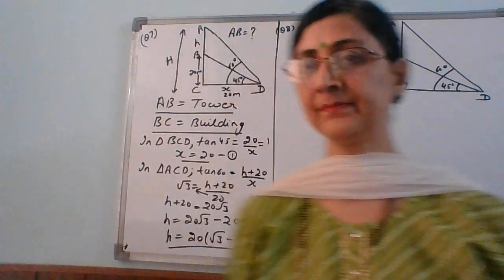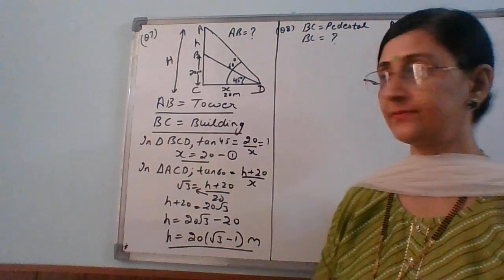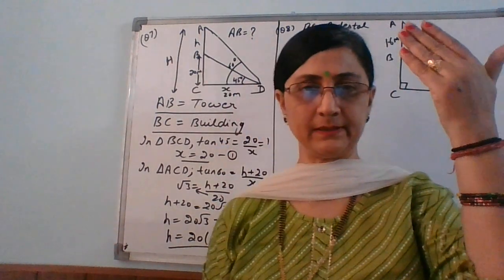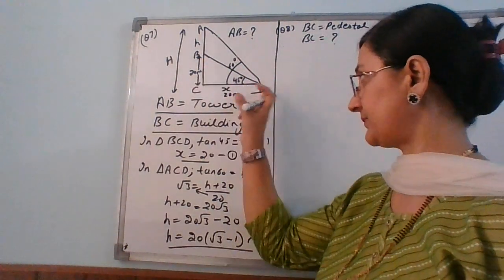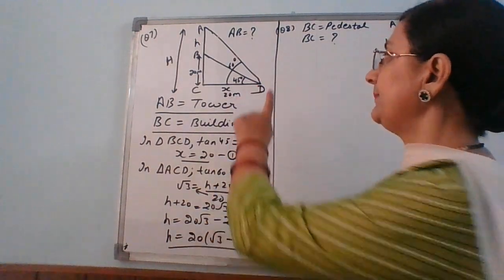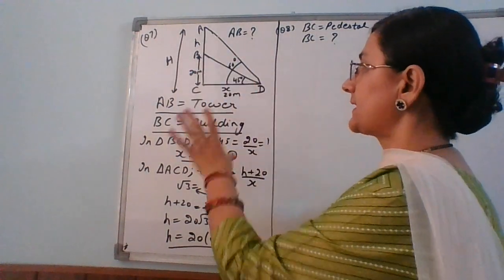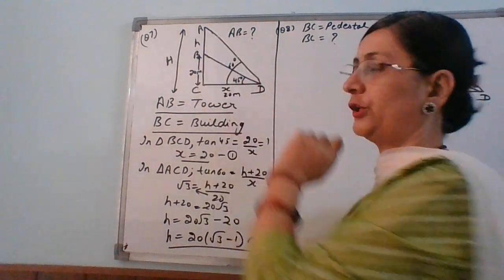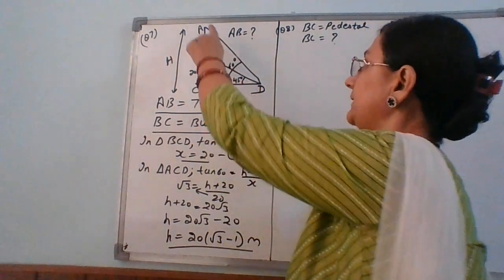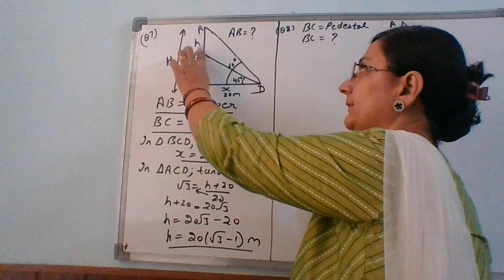I'll repeat this again. We have a building of 20 meters. We have a tower above that building, right? So the angle made from some point on the ground, at the bottom of the tower is 45 degrees, and the angle made at the top of the tower is 60 degrees. This is the top of the tower, this is the bottom of the tower.